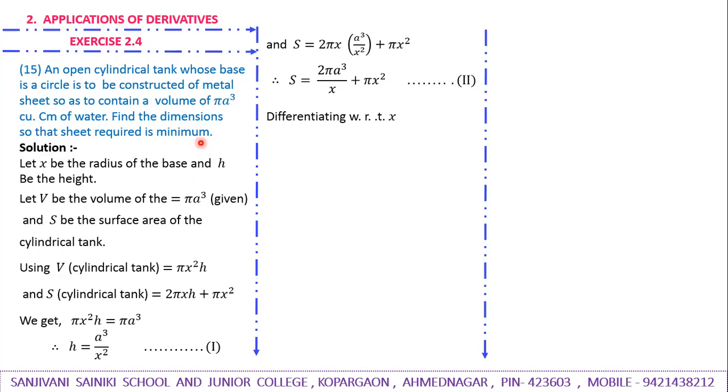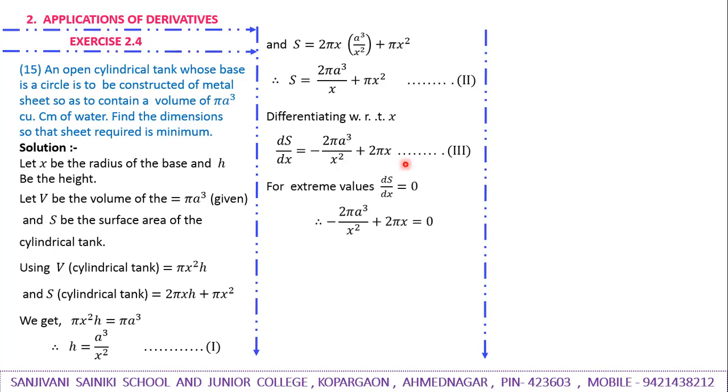Sheet required is minimum means we want minimum surface area. So we have to differentiate the surface area with respect to x. So dS by dx is equal to minus 2 pi a cube upon x square plus 2 pi x. Now to have the extreme values, the first derivative must be equal to 0. So minus 2 pi a cube upon x square plus 2 pi x is equal to 0. Simplifying it, you get x is equal to a, the stationary point.